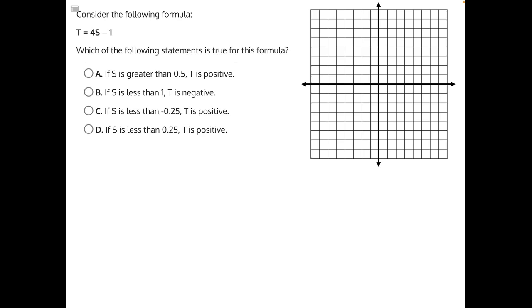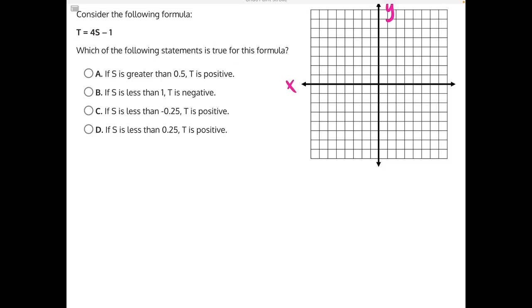To solve this question, we need to compare the relationship between our s variable and our t variable, and the best way to do that is to graph it. But to do that, we need to figure out how to label our axes. This is normally our x and our y axes, but what variable should we attribute to x and y?